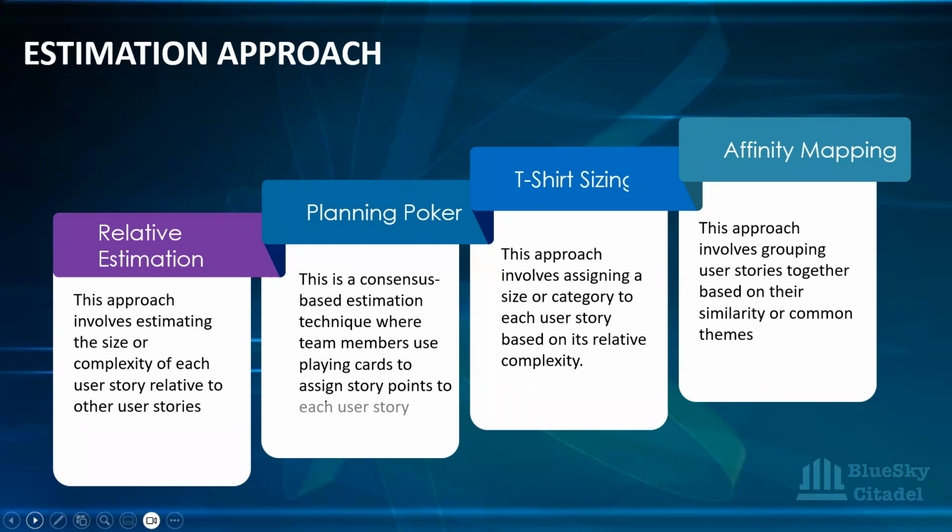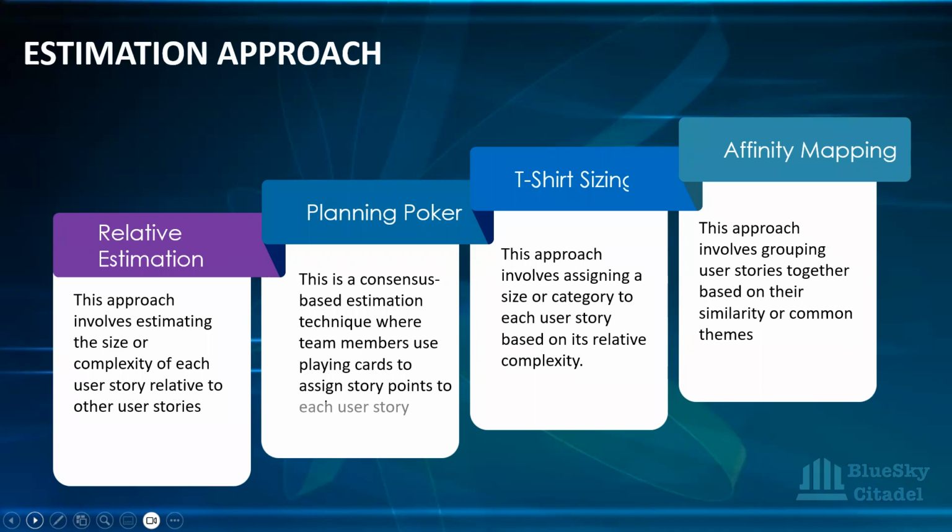Another estimation approach you have is the planning poker approach. Planning poker is a consensus-based estimation technique where team members use playing cards. I won't say everybody knows what poker is, because not everybody plays poker. I guess I even understood the game a bit more when I started doing planning poker as an estimation. So this is a situation where you use cards to assign story points to each user story. Each team member selects a card that represents their estimation, and then the cards are revealed simultaneously. Initially, when you're picking that card, nobody knows what you've picked, and then everything is revealed at the same time.